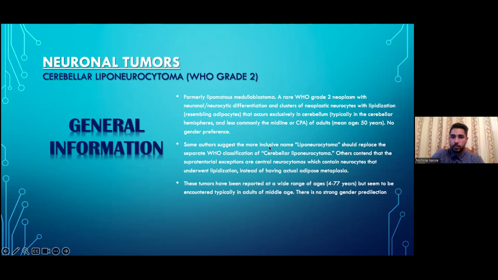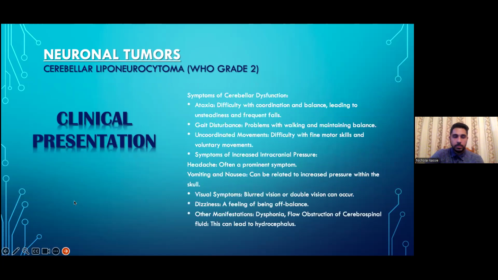Some authors suggest that the more inclusive name liponeurocytic tumor should replace the separate WHO classification of the cerebellar liponeurocytoma. Others contend that supratentorial exceptions are central neurocytic tumors which contain neurocytes that underwent lipidization instead of having actual adipose metaplasia. These types of tumors have been reported at a wide range of ages, 4 up to 77 years of age, but seem to be encountered typically in adults of middle age. There is no strong gender predisposition as previously mentioned.